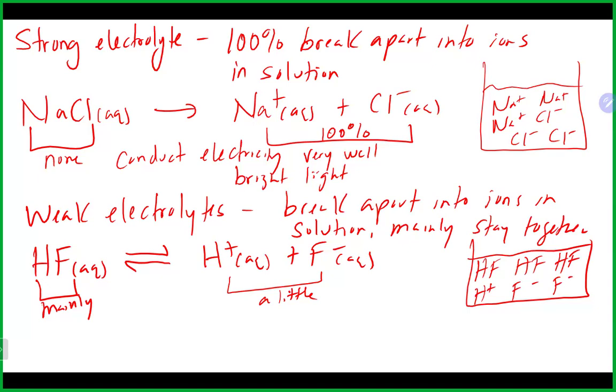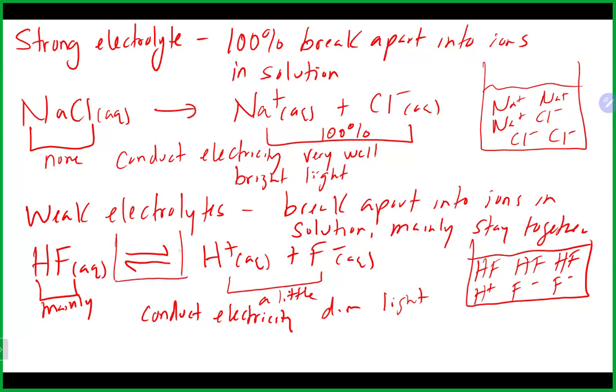Because it is still able to produce a few ions floating around in solution, it is still considered an electrolyte. It can still conduct electricity, but nowhere near as much as a strong electrolyte. So if you took that light bulb example and stuck those electrodes into a weak electrolyte, the light bulb would come on, but it would be very, very dim, almost like it's dying. It has just enough juice to turn on a little bit, and it will look really dim.